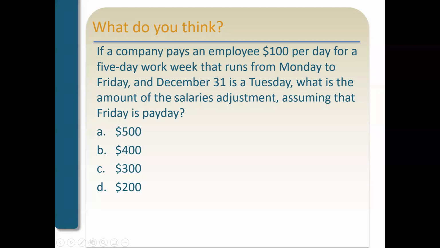I want you guys to put it in the chat. If a company pays an employee $100 per day for a 5-day work week that runs from Monday to Friday, and December 31st is a Tuesday, what is the amount of the salaries adjustment, assuming that Friday is payday? Is it A, 500, B, 400, C, 300, or D, 200? What they're saying is this is how we accrue expenses: expenses that have been incurred, but we have not yet paid at the end of the period.